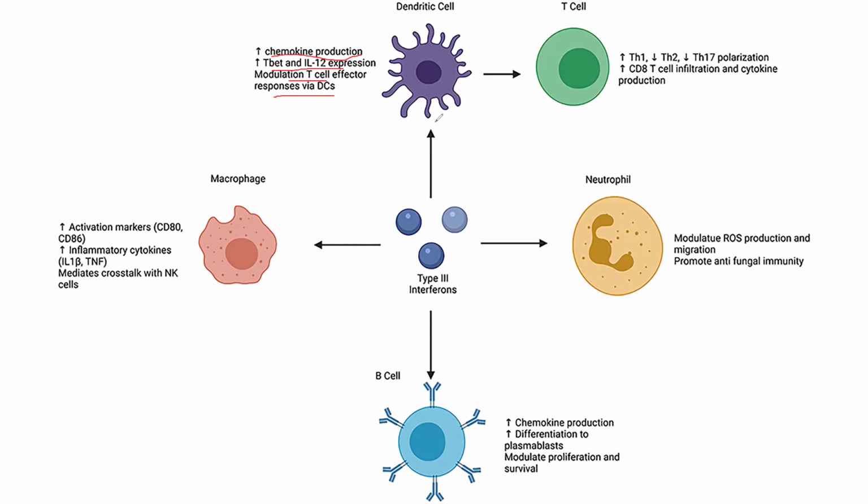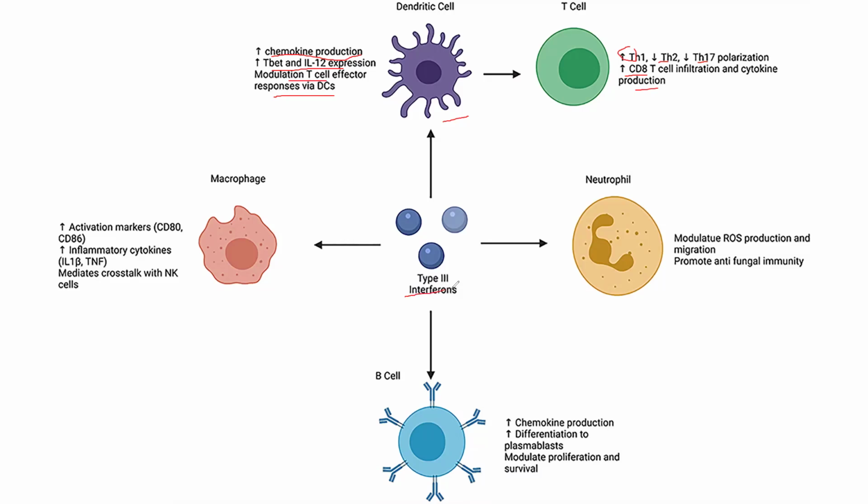And these dendritic cells then result in the activation of Th1 and suppression of Th2 and Th17 polarization, and will increase CD8 T cell infiltration and cytokine production. These cytokines, for example interleukins, will go and help to boost immunity against these viruses or viral infections.